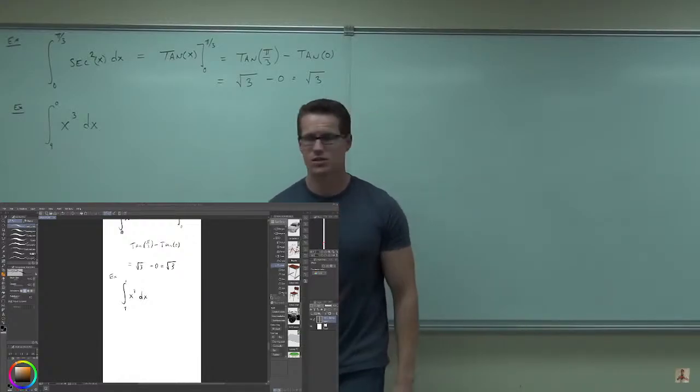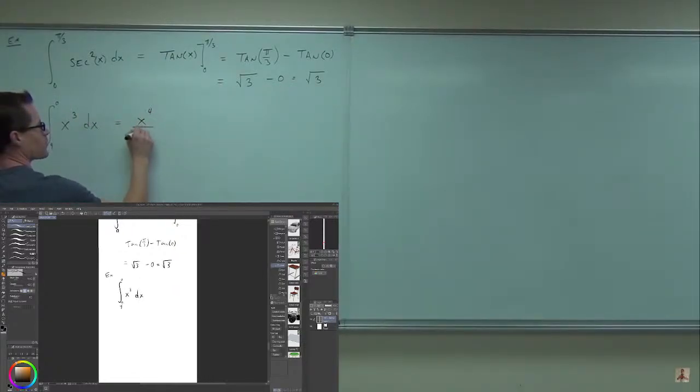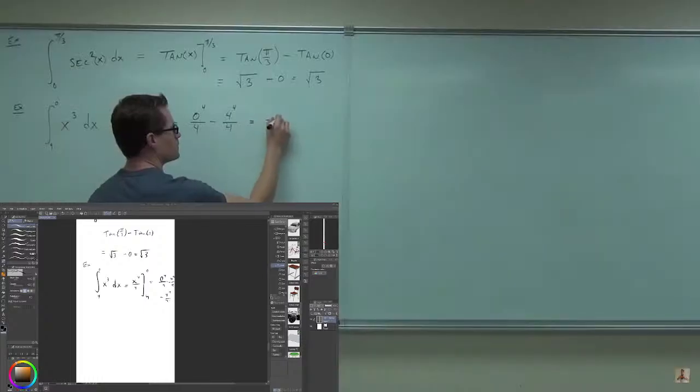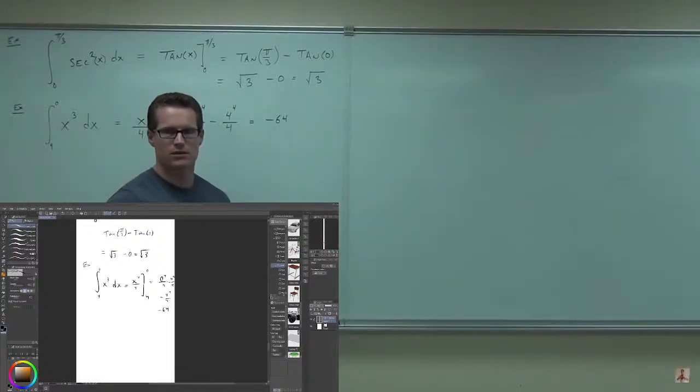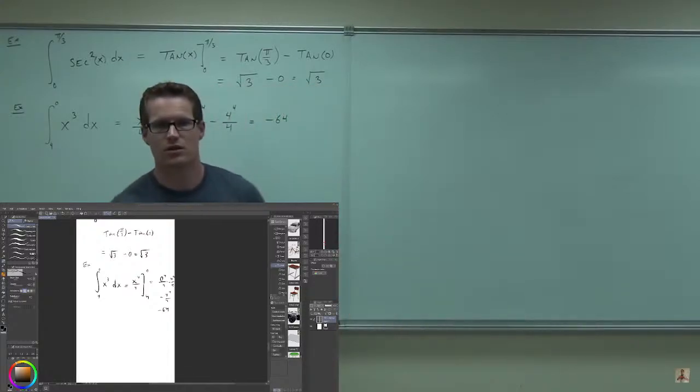So for instance, if you did this, you'd get x to the 4th over 4, no plus c. But if you evaluate it from 4 to 0, like it says, you'd have 0 to the 4th over 4 minus 4 to the 4th over 4. And what that would end up being is negative 4 to the 4th over 4. So 4 cubed, negative 64. If I've done my math correct. Did I do my math correct? Yeah. Now let's check to see if we get the right answer the other way as well.